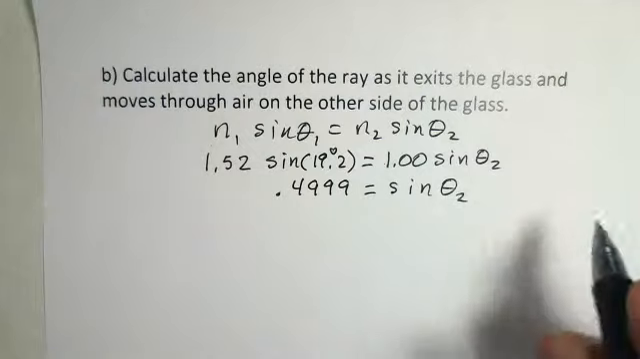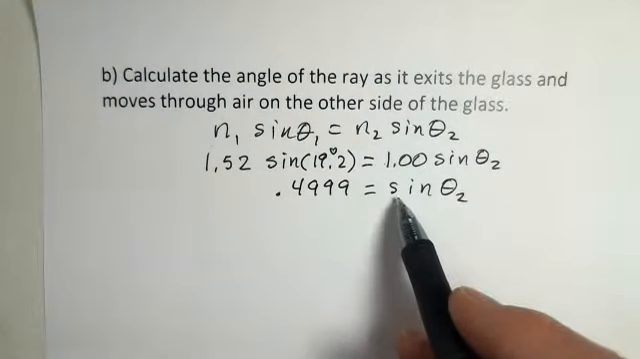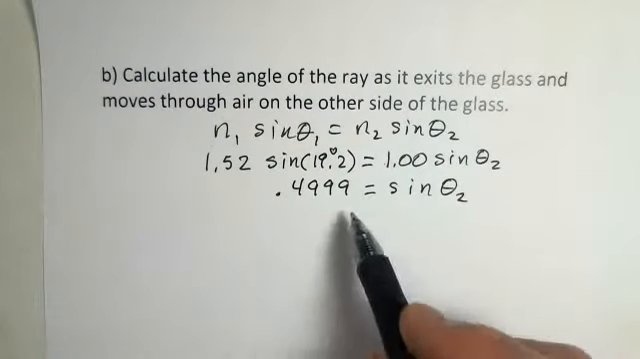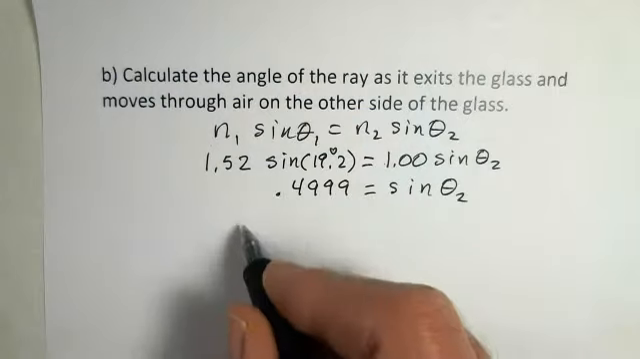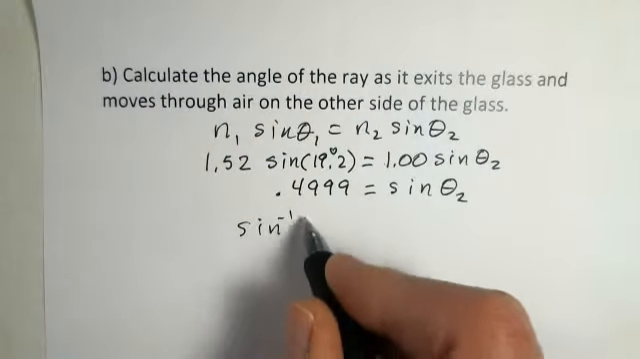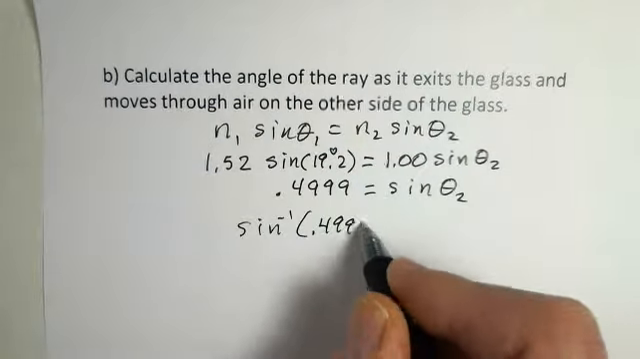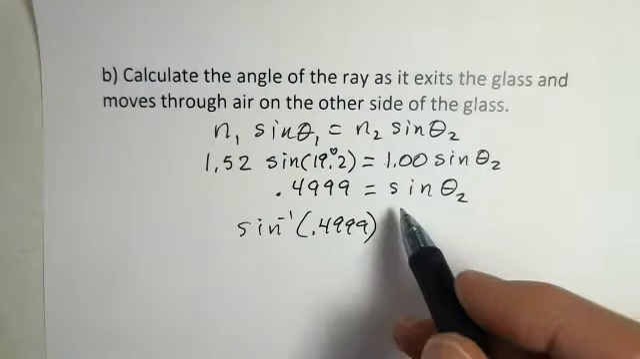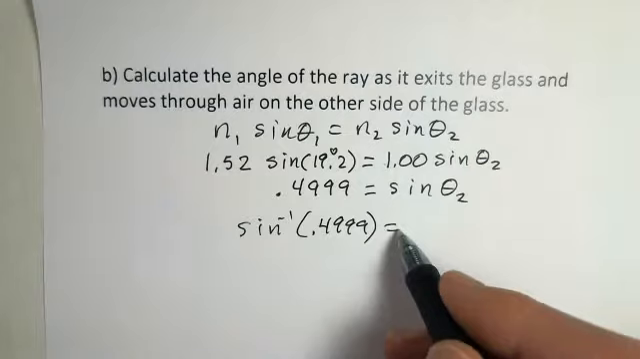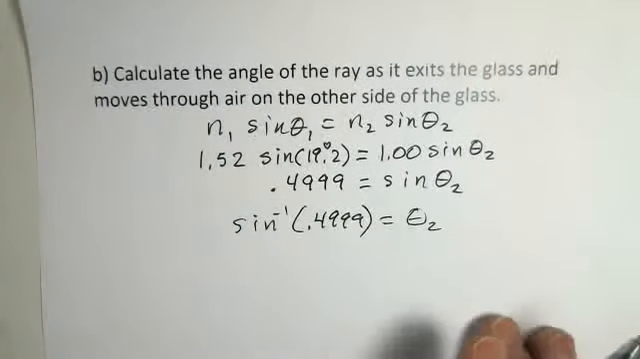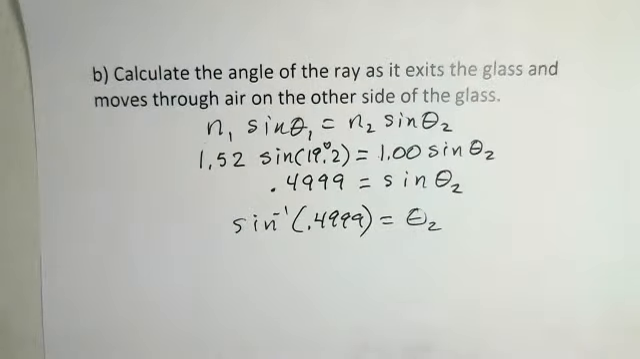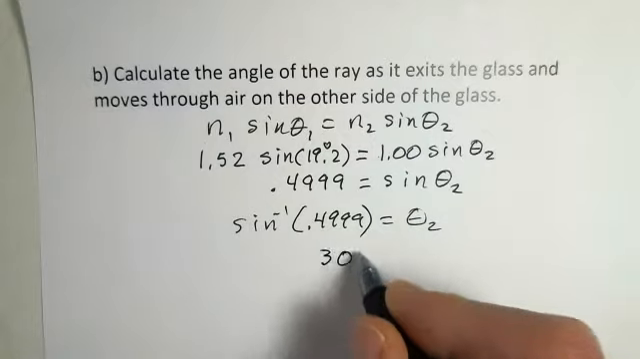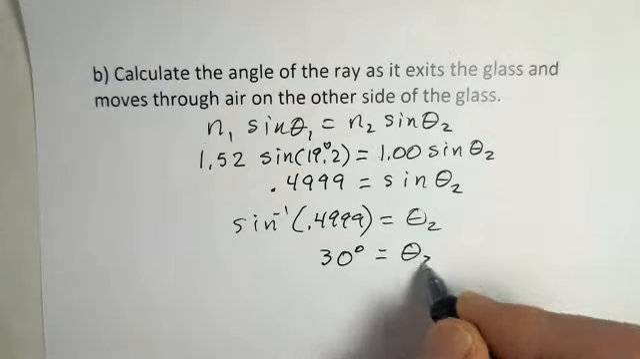Again, we're in a situation where our unknown is under the control of the sine function. To cancel this off, I need to take inverse sine of both sides. So inverse sine, 0.4999. And a little shortcut here, already done it above. If I take inverse sine of sine, those two functions cancel each other, and we just get theta 2. And with a little rounding, you get 30 degrees for theta 2.